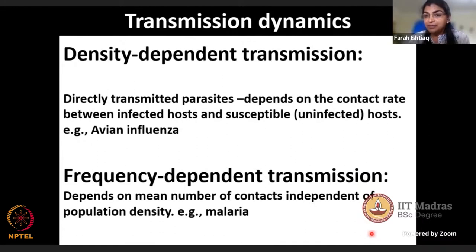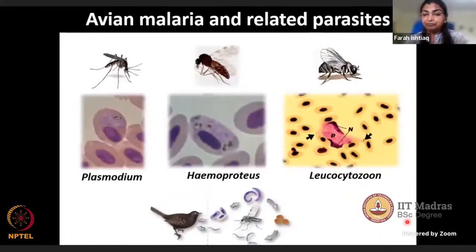But then there are also parasites, as I said, that are vector-borne, which require a significant number of these vector species to transmit the parasite. So you can have n number of birds infected with malaria, but unless you have a specific mosquito or insect host, which can transmit the parasite in a certain number, that transmission cycle will not finish or will not take place. And that's what we call frequency-dependent transmission.